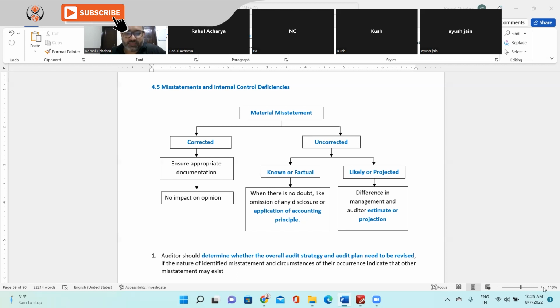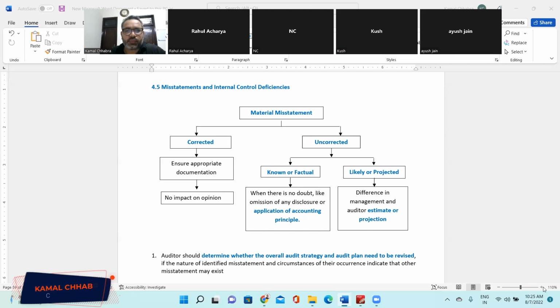So what is known misstatement? It is when we know that the accounting principle is not accurately applied, when you have no doubt about an omission or application of accounting policies or principles, right? And what is likely or projected misstatement? It is when there is a difference of opinion between the estimate that management is making and the one we are making, then that's a likely or projected misstatement.